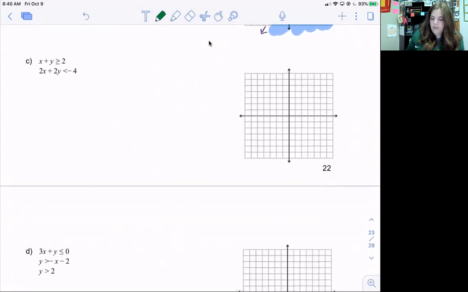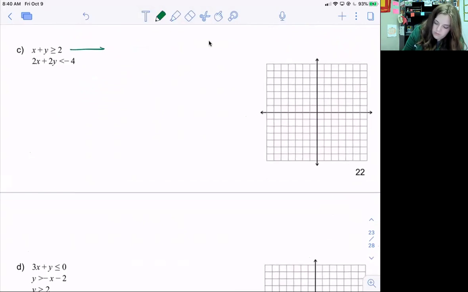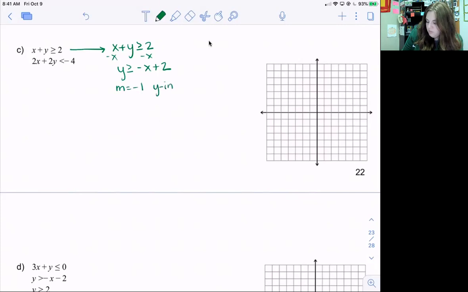So look at C, where we have x plus y is greater than or equal to 2. We need to start off with getting y by itself. So I'm going to rewrite our equation. x plus y is greater than or equal to 2. Subtract x on both sides. So y is greater than or equal to -x plus 2. So we have a slope of -1 and a y-intercept of 2. Since it's greater than or equal to, we're going to have a solid line. And greater than means we're going to be shaded above.